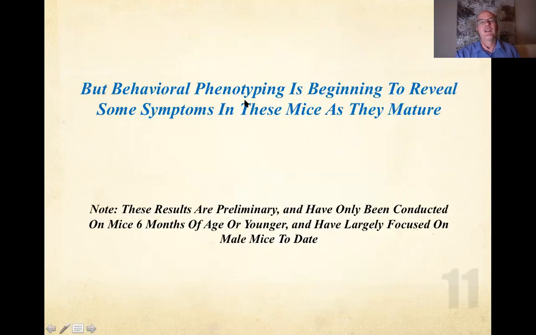But we've also started to assess some behavioral phenotyping, and some symptoms in these mice are beginning to be observed as they mature. Now, I have to put the caveat note in here that these results are preliminary. They certainly have been hindered by our COVID shutdown, and we've only been able to conduct assays on mice that are 6 months of age or younger. And at this time, most of the work that we've done has focused on male mice. We do have the heterozygous female mice, which would be the better genocopy of what is present in most patients, but I don't have any data on the heterozygous females to share today. But I do have some data on the male mice.